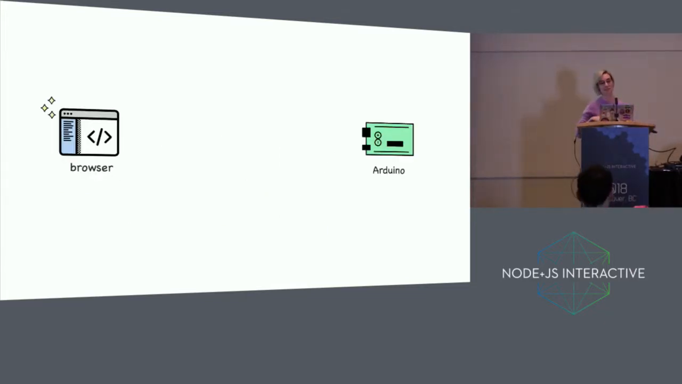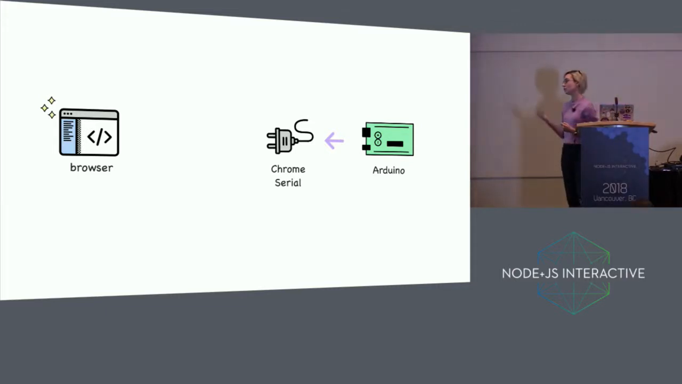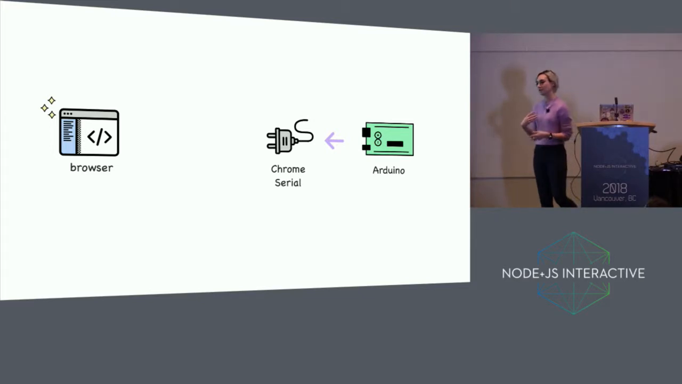So again, we have this browser and Arduino, we have this chasm in between, and we have this really cool API that's available in the Chrome browser, and it's called Chrome Serial. And you can access it in a very similar way that you access your regular APIs, such as your Web Audio API, or even just calling fetch or something like that.